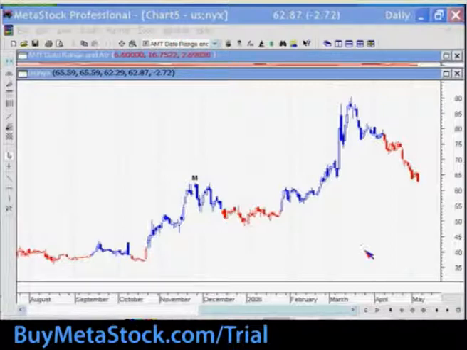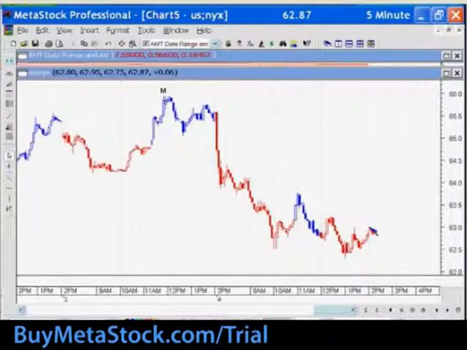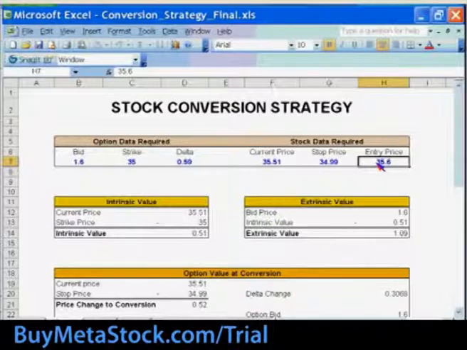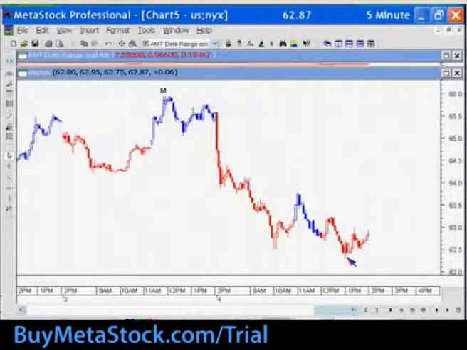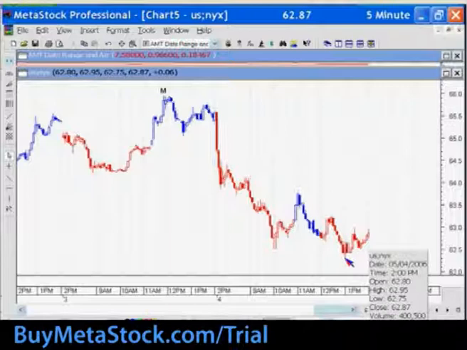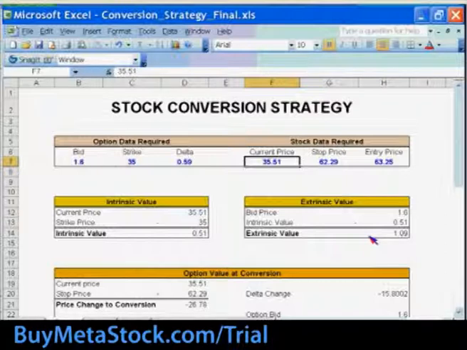All right, so let's look at this intraday. This is exactly what I've been teaching you guys in that class. So let's take our entry price of, where did he say, 63.25. Let's find a stopping price now. Let's say if it goes below this low right here, that's 62.29. And the current price of it is 62.87.